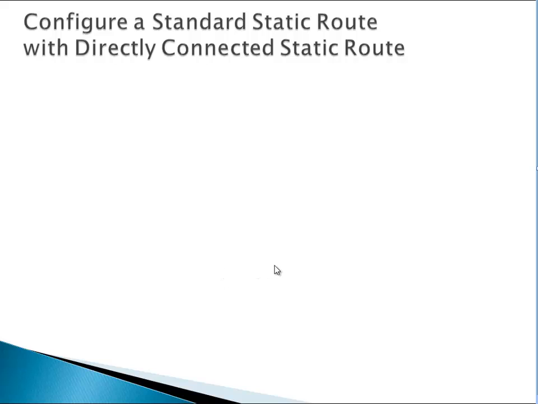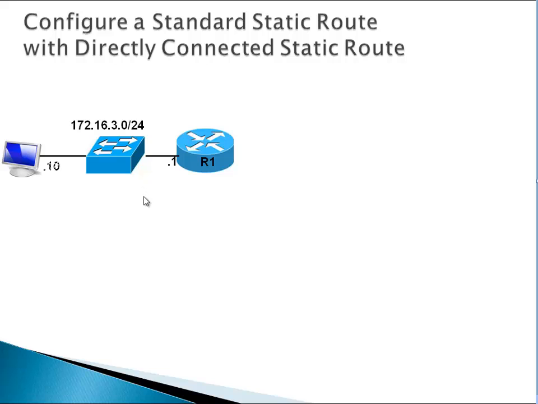Configure a standard static route with a directly connected static route. Okay, we have here router 1 that is connected to the network 192.168.3.0/24. It's got .1 as the interface, and the PC here is .10. In this network, it's connected to another router, R2, in the network 10.1.1.0/30 through this interface, serial 0/0/0, .1, and router 2 has got serial 0/0/0, .2.